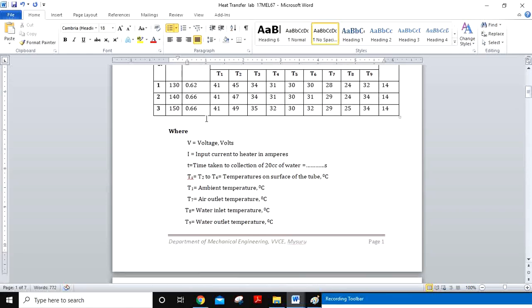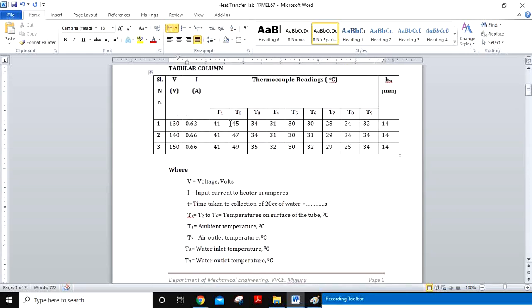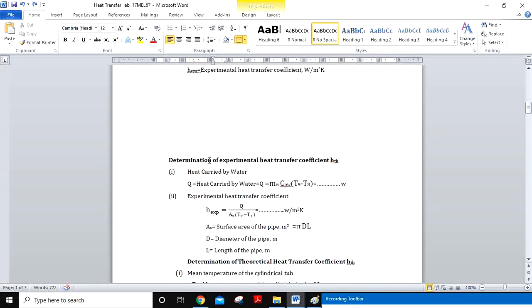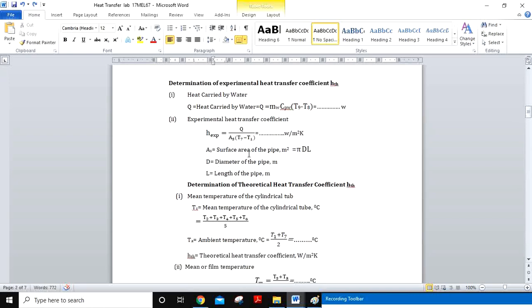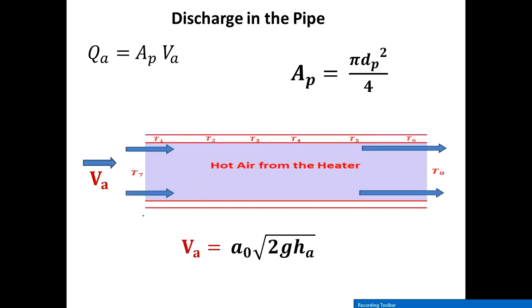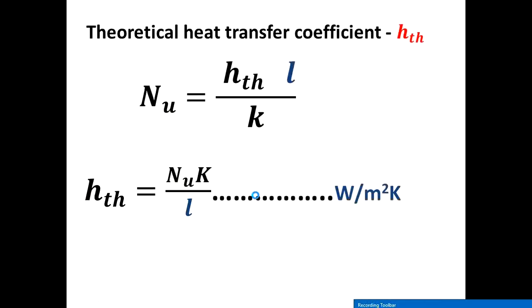Let me show. And then this is the tabular column for the readings. Pause the video and note down all the readings. This is how our readings will come, and the calculation I have shown you. This is how you want to do the calculation. Here I forgot to include the CD value. Please include the CD value. This is going to be 0.62 or 0.64. As usual, you do the remaining calculation. Thank you.